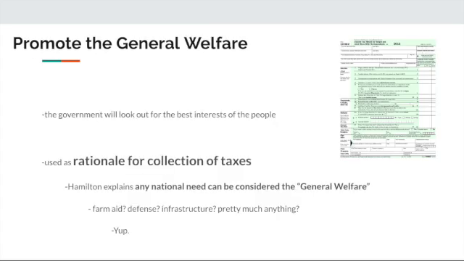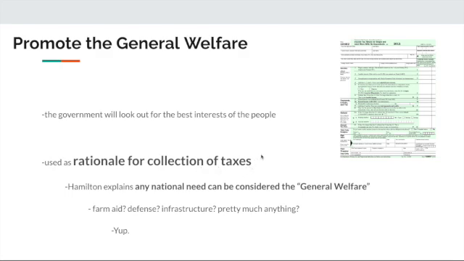Promote the general welfare. This is a big one. This is Alexander Hamilton's doing, no question about it. Government's going to look out for the best interest of the people. Yeah, that's very sweet. This is the key here. Providing for the general welfare means that we need to pay for stuff. We already talked about debt. This is going to help us pay off the national debt. This is going to help us pay for a military. This is going to help us pay for infrastructure, eventually for building Washington, D.C.